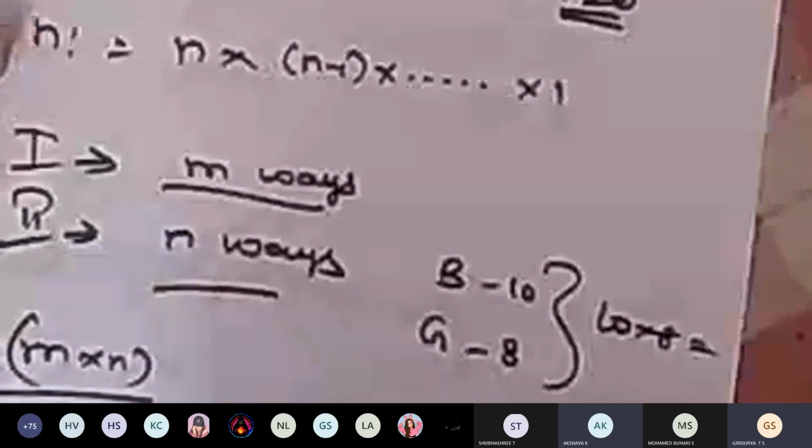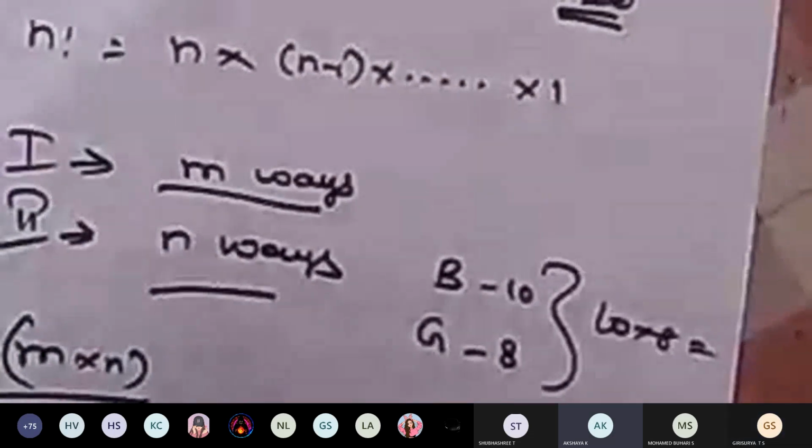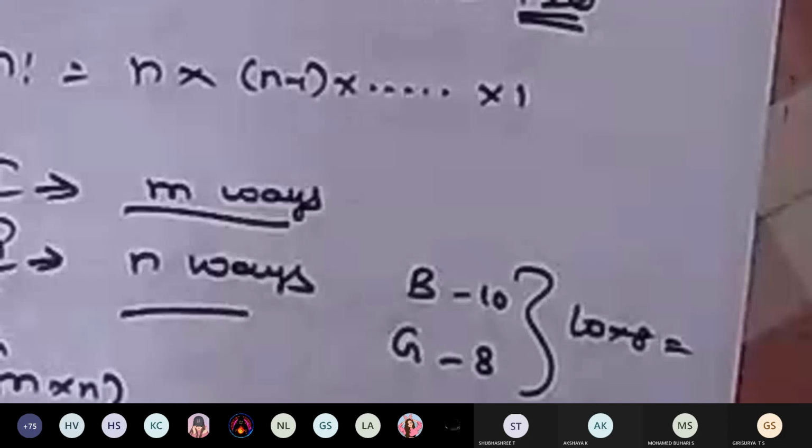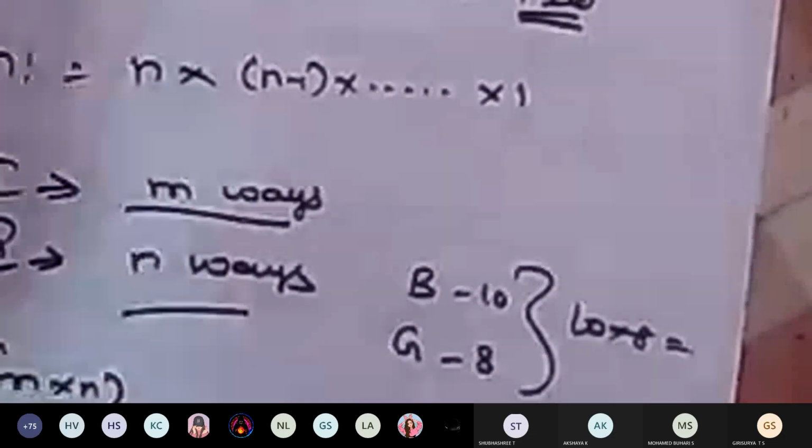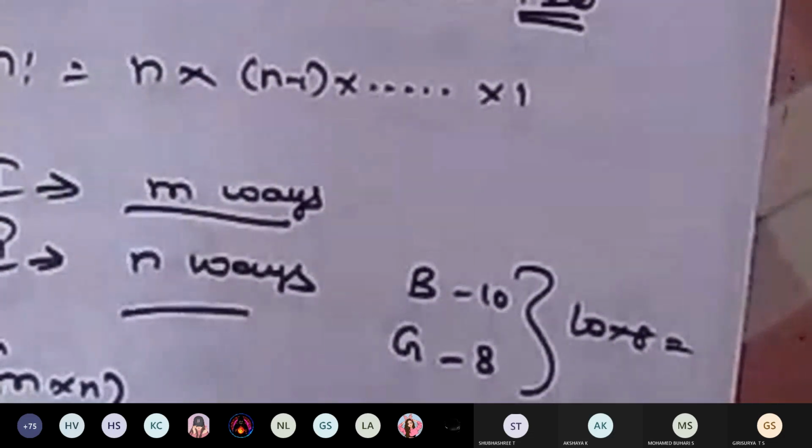Yes. This is what we call the fundamental principle of multiplication. If there are two jobs such that one of them can be completed in m ways and the second job can be completed in n ways, then the total number of ways to complete the jobs is m into n. This is the fundamental principle of multiplication.